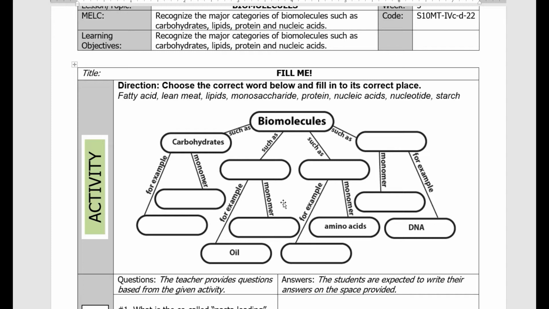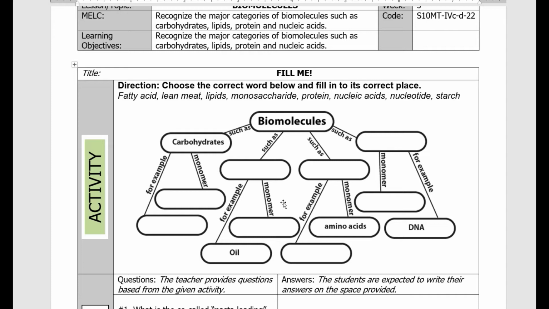There are 4 essential biomolecules, and one is being named here, which is the carbohydrates. The other 3 are not. So all you have to do is to choose from the words written above in order for you to fill in the correct space. Now, the carbohydrates, for example, there is an example actually in those words above. So choose the correct one and put it in the space provided for the example of carbohydrates.